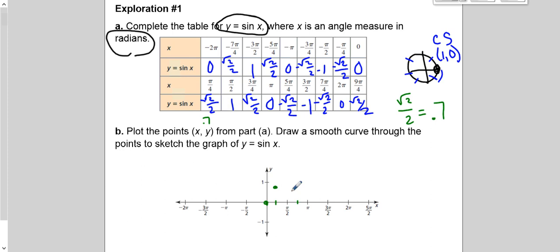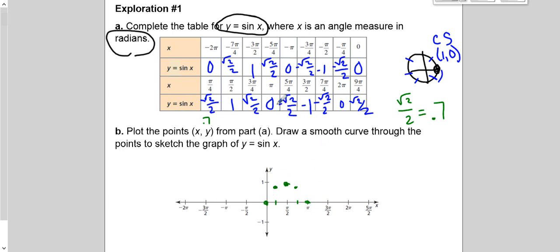At pi over 2, we are up to 1. So line it up with pi over 2 and 1. Make your dot. 3 pi over 4, we are back at 0.7. At pi, it's down to 0. Take a look at our graph. Look how it's evolving. Kind of looks like a parabola.